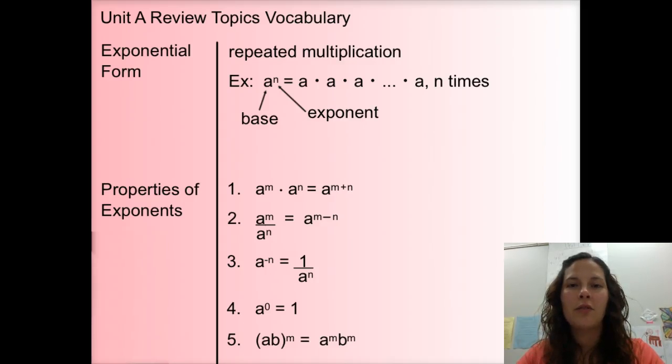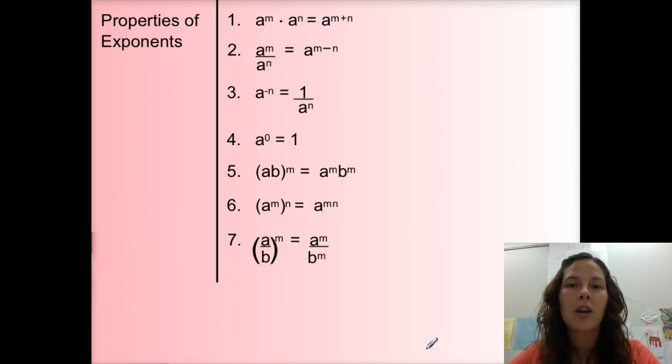Our next unit of review is exponent rules. So first of all, a reminder that exponential form is simply repeated multiplication. For example, 3 squared is simply 3 times 3. Some other additional vocab: when you're looking at a power, the base is the number that's being raised to an exponent.